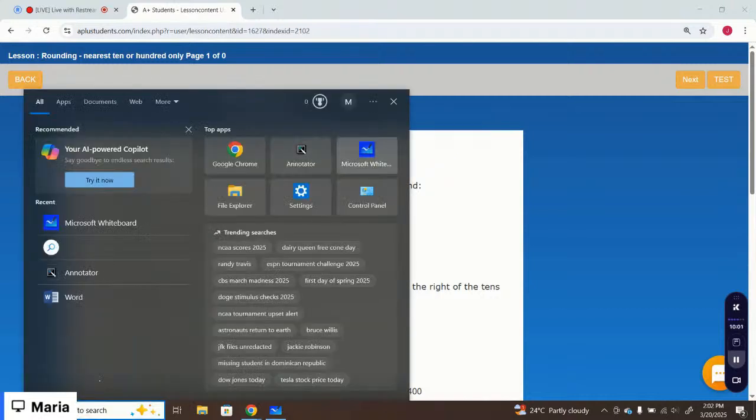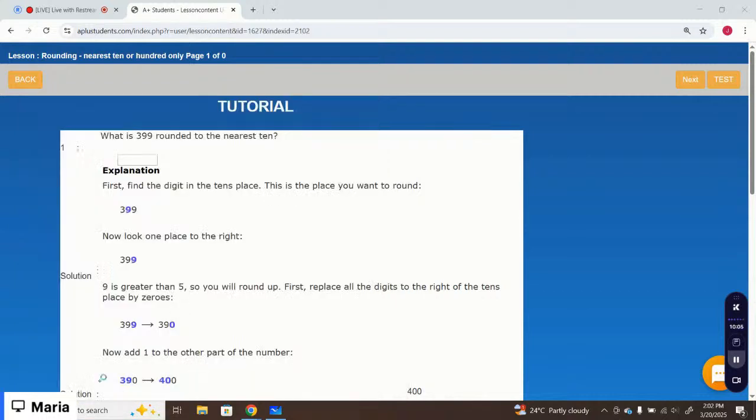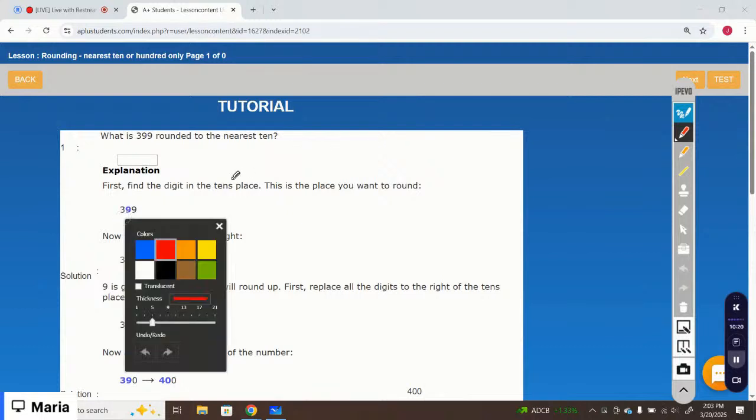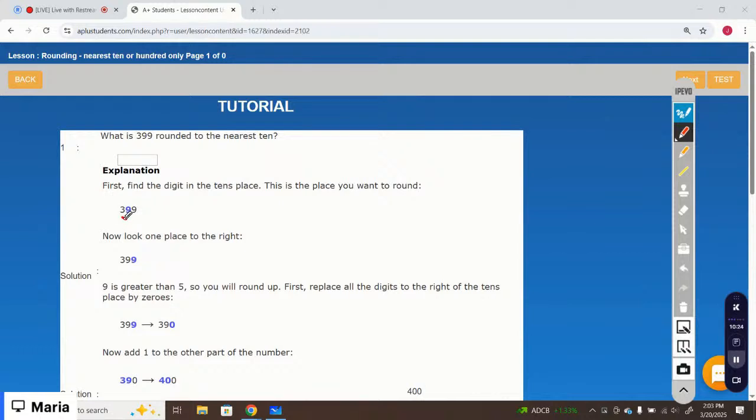First, read the question carefully and see what to round. For example, in the question you are given nearest 10. So that means you need to round the tens digit, right? So in 399, this 9 is the digit that is at the tens position. You have to see the digit on the right of the tens digit. On the right of the tens digit, you have 9.